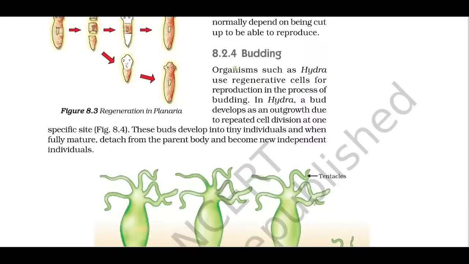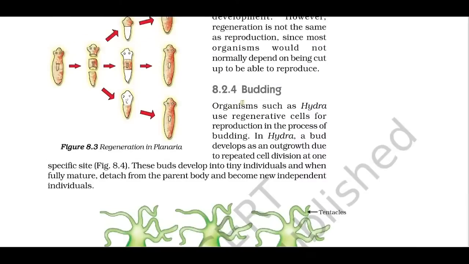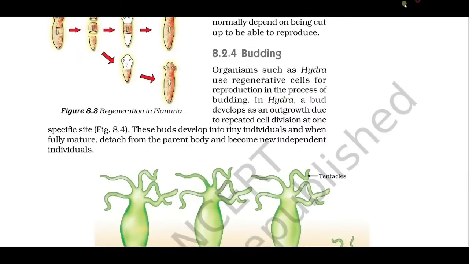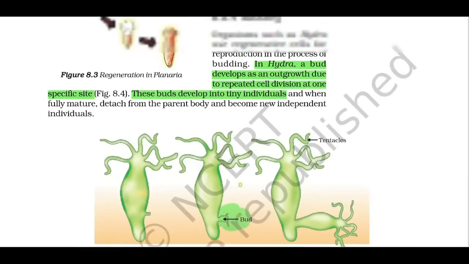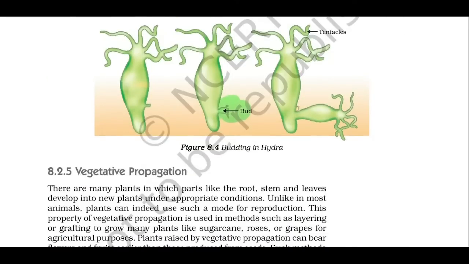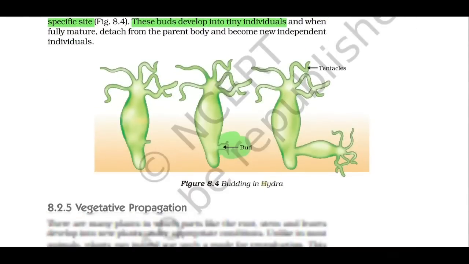Budding. The next important asexual reproduction is budding. In Hydra, a bud develops as an outgrowth due to repeated cell division at one specific site. These buds develop into a tiny individual. You can see an example here. In Hydra, a bud develops as an outgrowth due to what? Repeated cell division at one particular site. These buds develop into a tiny individual. When they become fully mature, they detach from the parent body and become what? New independent individuals. Example for budding is Hydra.